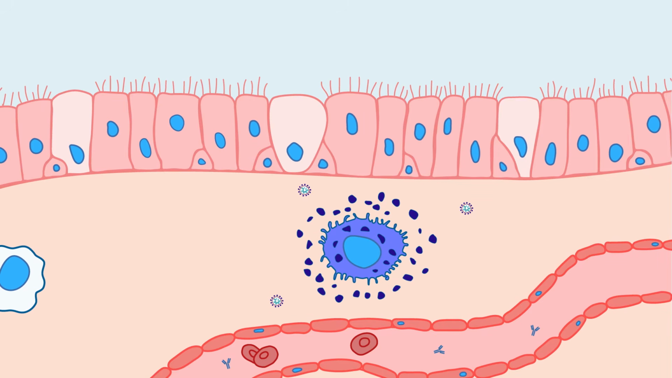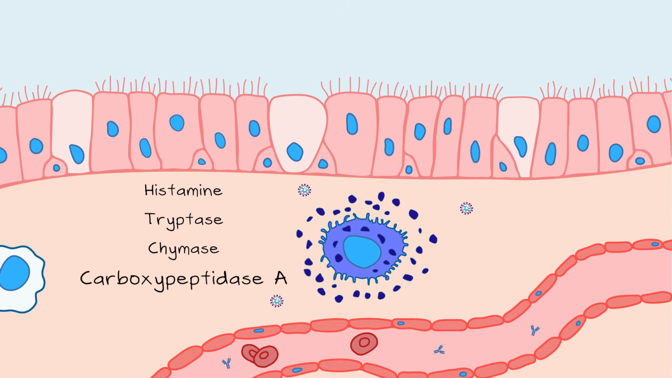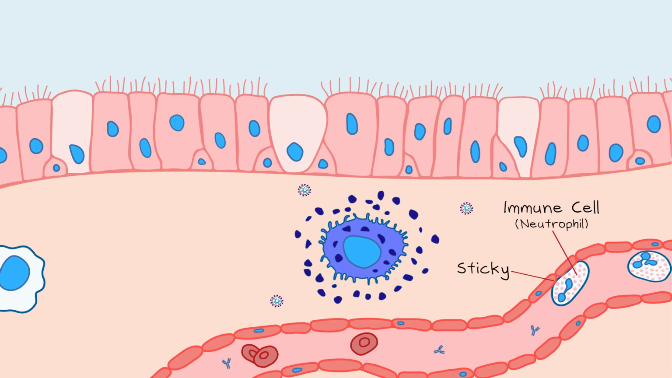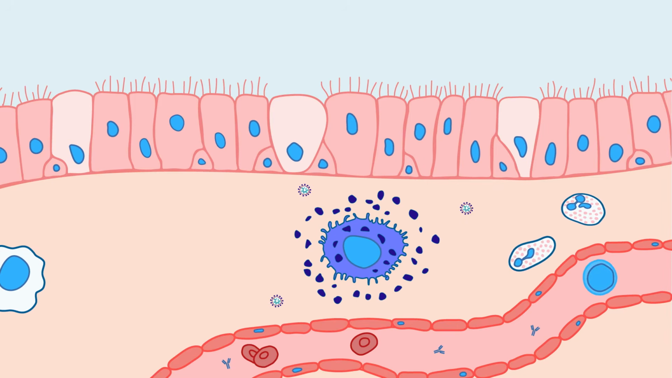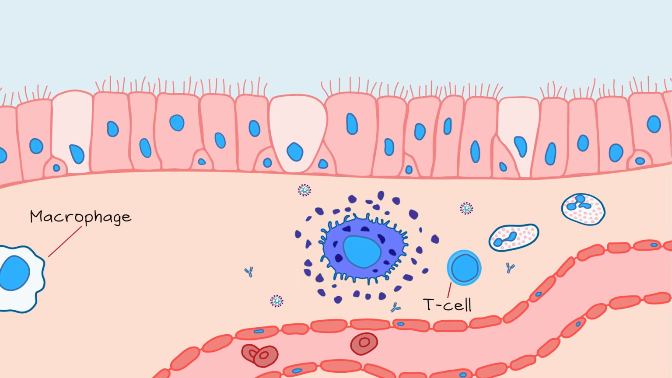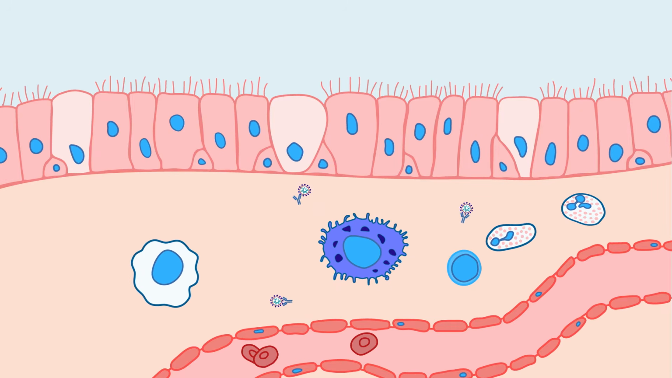The primary mediators released are histamine, tryptase, chymase, carboxypeptidase A, and heparin. These act on the surrounding tissues. They dilate blood vessels to slow the blood flow, as well as make the blood vessels more sticky for immune cells. These effects attract immune cells into the tissues. They make the blood vessels leaky, which allows antibodies to enter the tissues. The antibodies and immune cells neutralize and remove the infection or toxin.